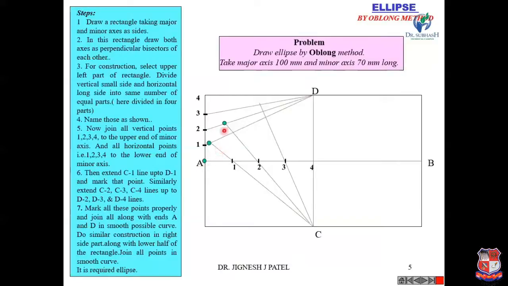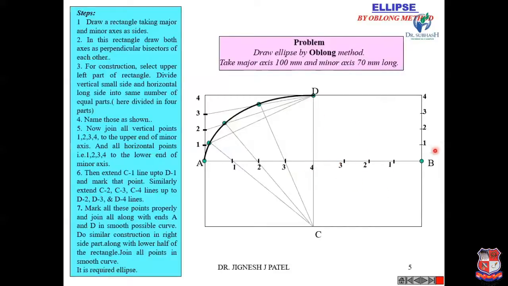P1, P2, P3 and you can say this is P4. Now similarly, you can repeat this process on this side also. Okay, so join all these points by a smooth curve. Similarly, repeat the process on this side. Take the points here 1, 2, 3 and 4, and on the horizontal line also points 1, 2, 3 and 4.